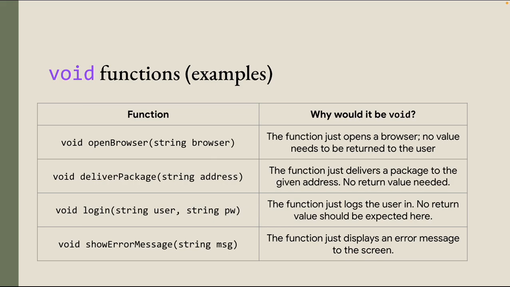Same with deliver package. I provide it with an address, and it delivers the package. I'm not sitting there waiting for any values back or a response. It's just going to do what I tell it to do, and then it's over. Likewise, for the last two, log in and show error message, these are basically just commands that I'm giving, and I don't need a response back. I don't need this thing to talk back to me or give me anything. So these would be my void functions. They're going to do stuff. They're super useful, but they don't return us any values. They're not computing anything, so they don't have a return statement within them.